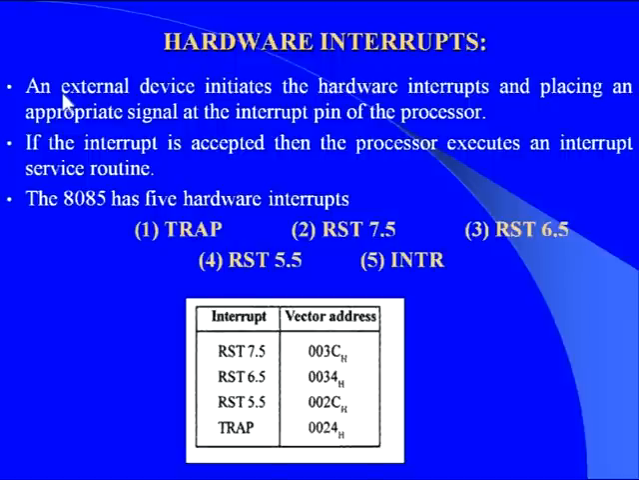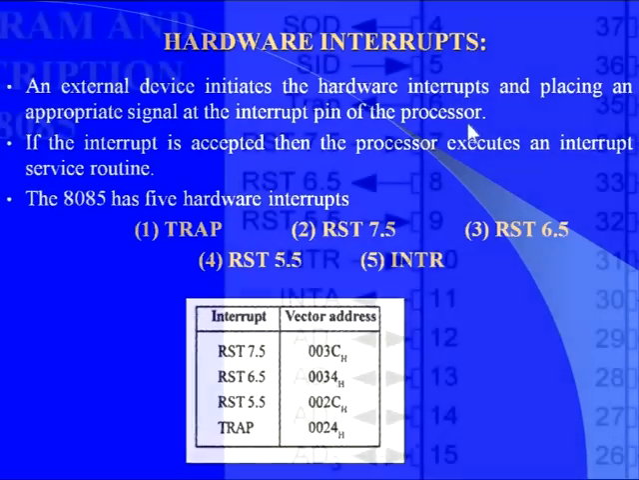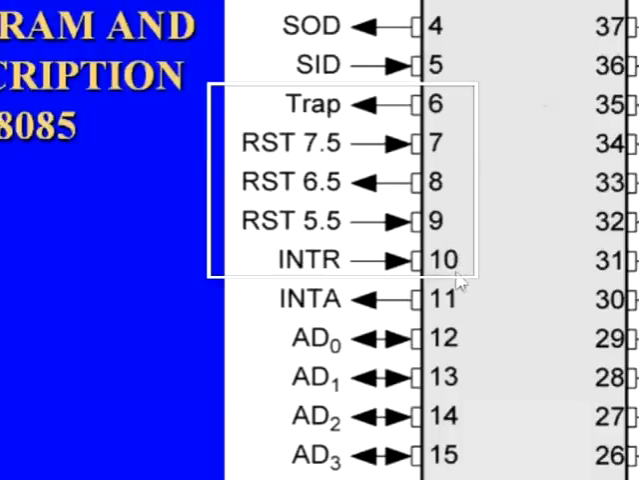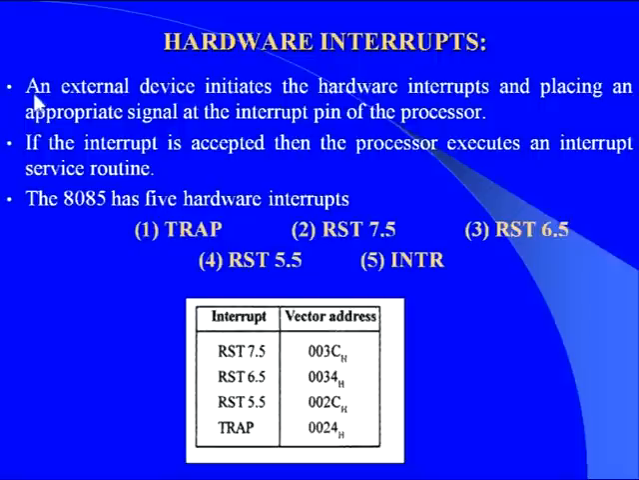Hardware interrupt. An external device initiates the hardware interrupt by placing an appropriate signal at the interrupt pin of the processor. If you look at pin number 6, it is called TRAP. Pin number 7 is restart RST 7.5. Then pin number 8 is RST 6.5. Pin number 9 is RST 5.5. Pin number 10 is known as INTR. These are all hardware interrupts. For every interrupt, one pin is allotted.